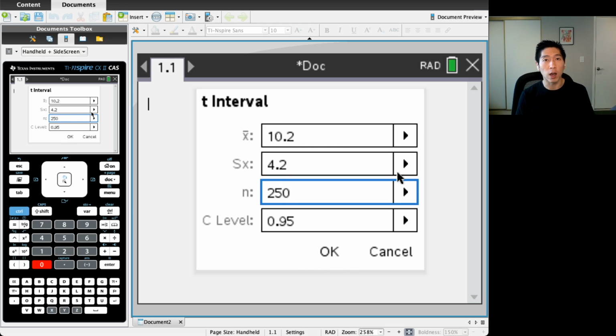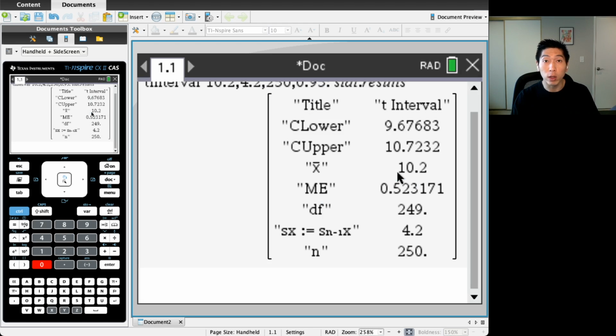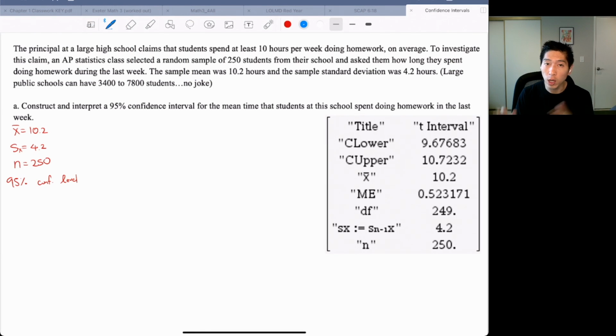And conveniently, our confidence level, we could just leave that as 95%. And we have all this information. So just like before, we have most of the information we need. We have our sample estimate of 10.2. So that would be 10.2 plus or minus our margin of error, which is right here, 0.523171. When you add or subtract that, we'll get our lower and upper bounds for our confidence interval.